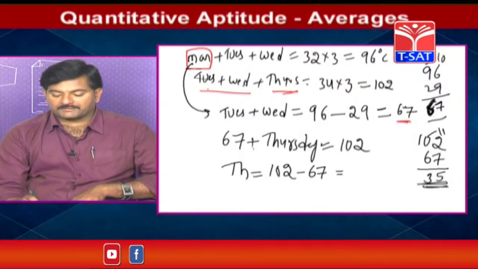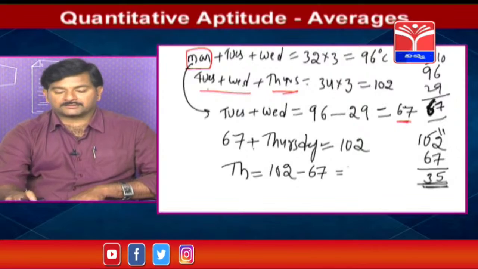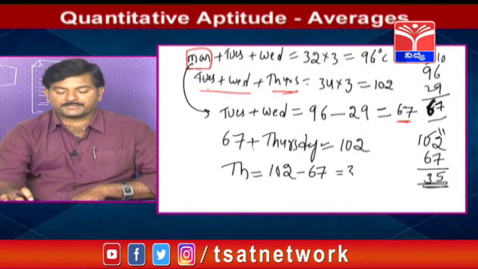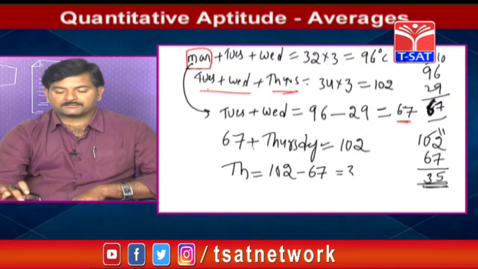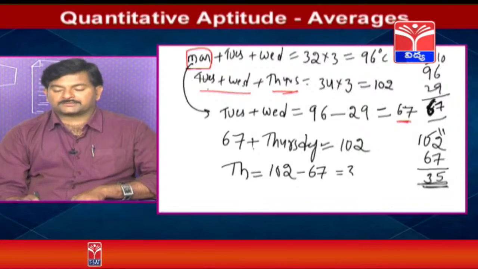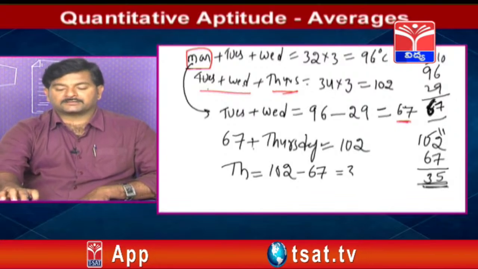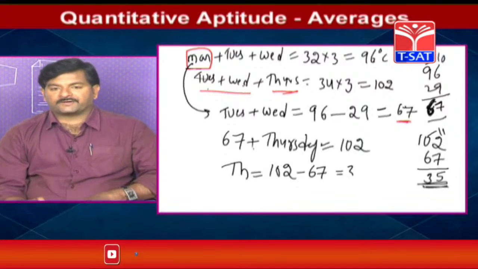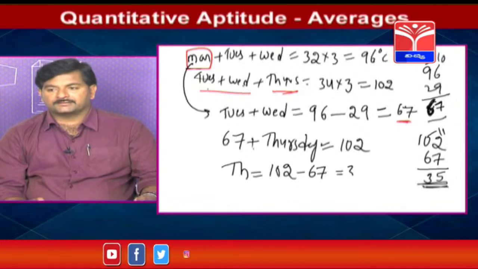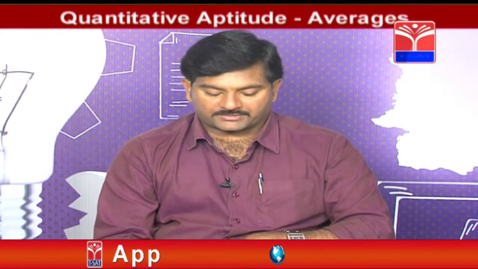So what is the temperature on Thursday? The temperature on Thursday is equal to 35 degrees Celsius. So the answer for this question is 35 degrees Celsius. Now we'll focus on the next question, question number 6.